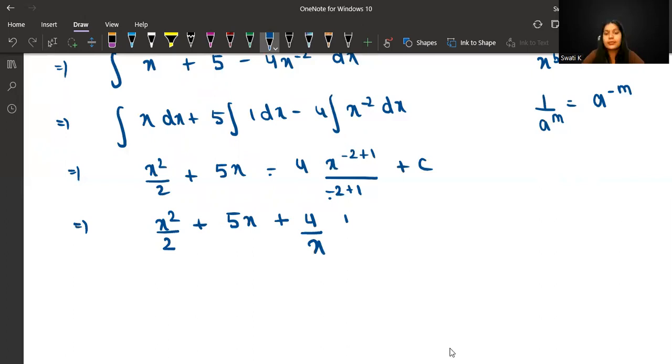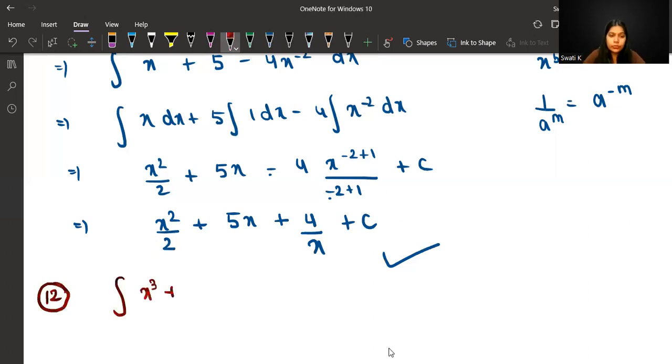Now we can go to the next question. We are almost towards the end. So the next question is the 12th question. Let's solve this. So the 12th question is, we have to integrate (x raised to cube plus 3x plus 4) upon root x dx.